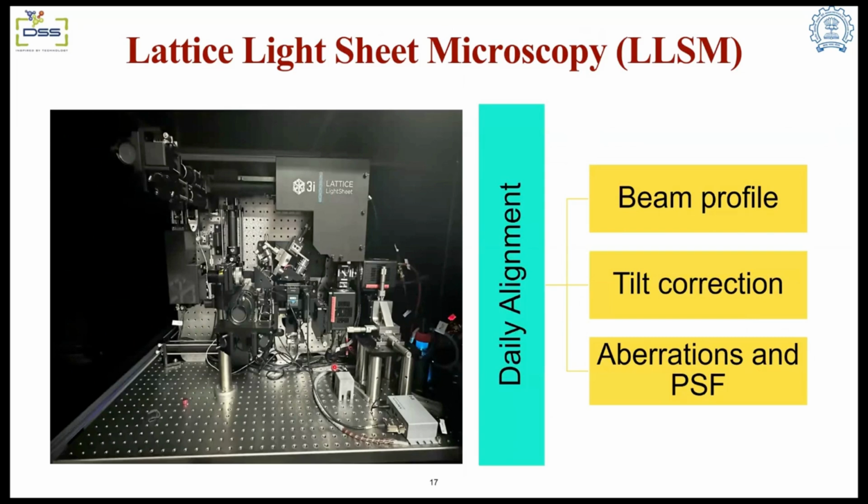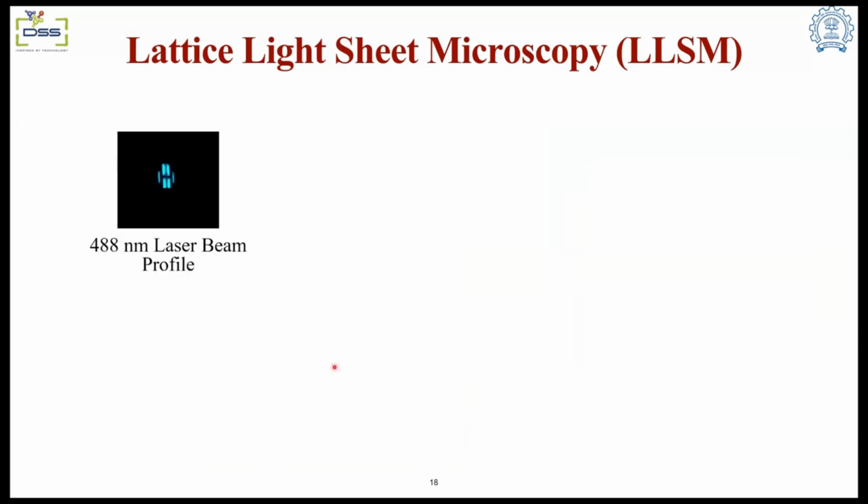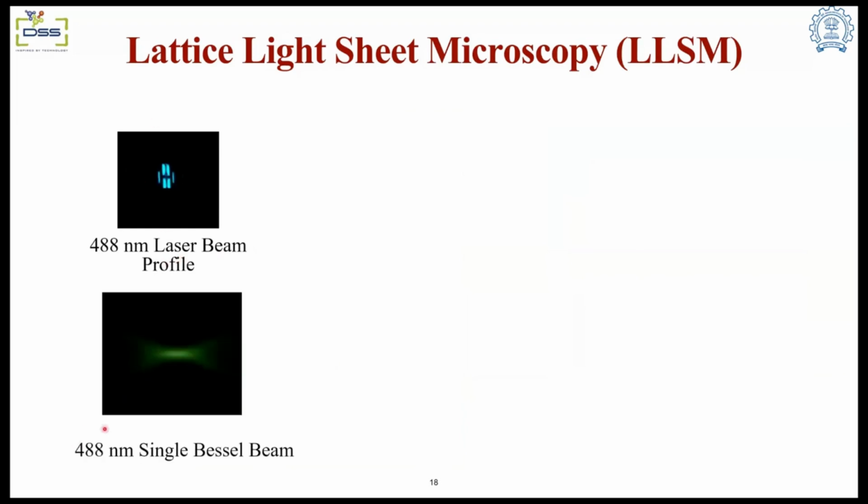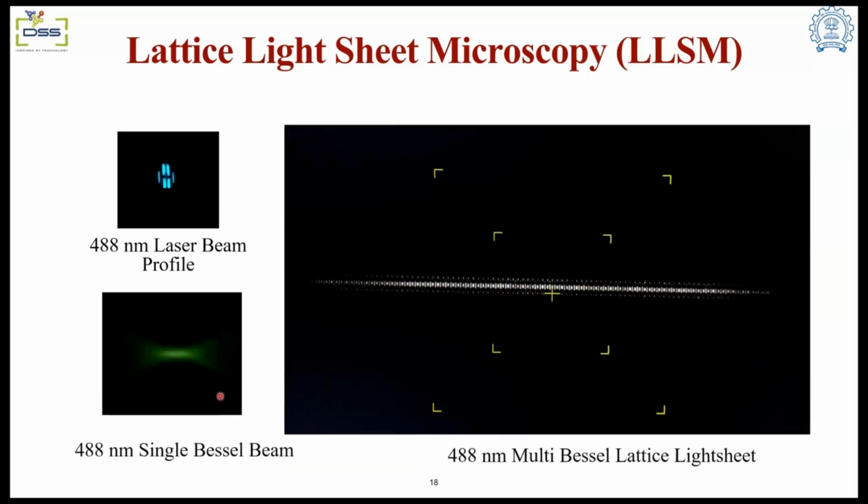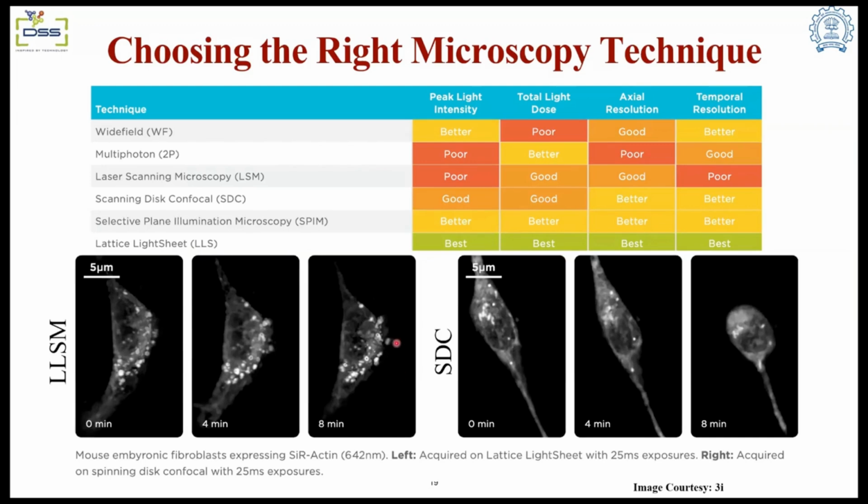Here, firstly, we have to do the daily alignment. Basically, we are looking at the beam profile, the tilt correction, and we are looking at the aberration and the PSF correction on a daily basis. So this is how the 488 nanometer laser beam profile looks. This is the single Bessel beam, and this is the multi-Bessel lattice light sheet. Here you can see how the light looks, and this light we are going to use for real measurement. This is the comparison.